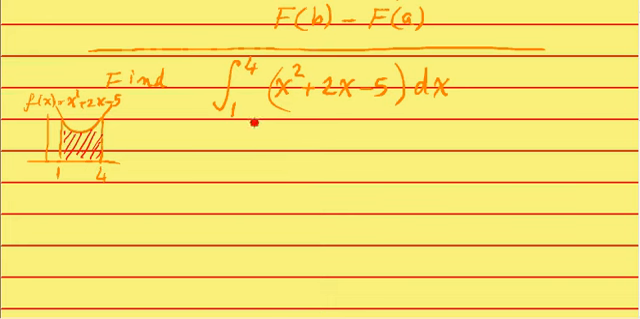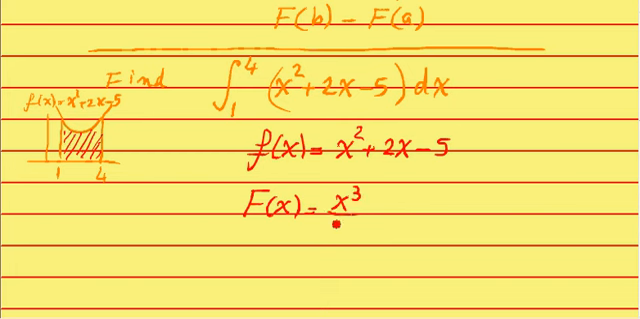Okay, back to the problem. We are trying to find this area. So we have this function f of x is equal to x squared plus 2x minus 5. To answer, we need the antiderivative. It's a very simple problem to find the antiderivative. What's the function that if you differentiate, you are going to get x squared back? You remember we went through these things. It's quite easy. X cubed over 3.